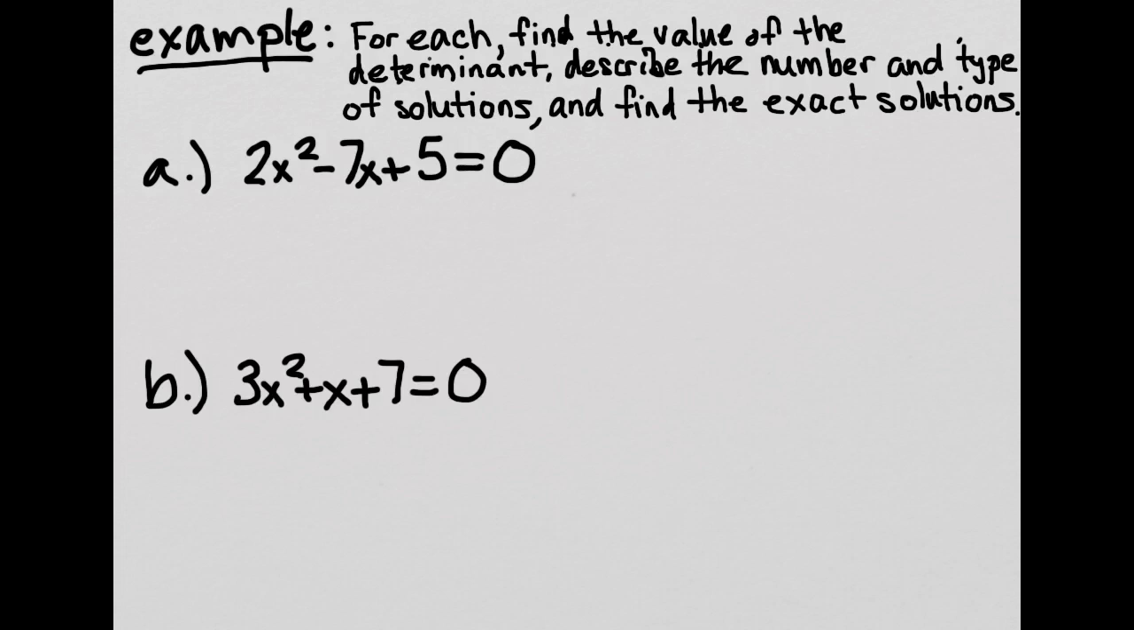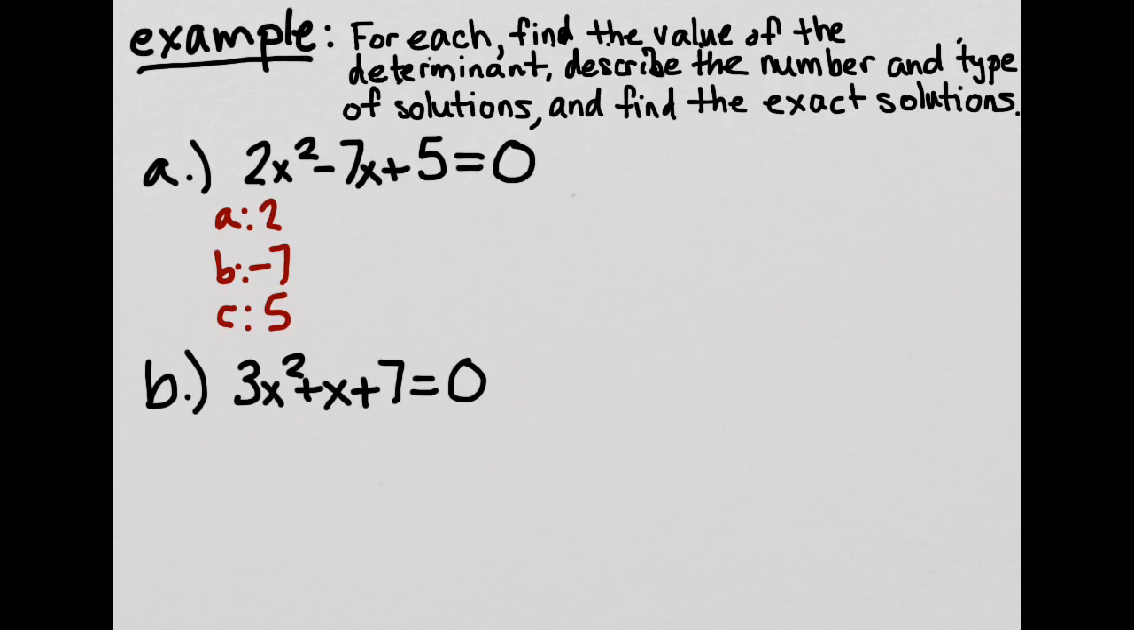So, first thing we're going to do is use the formula inside the square root, b squared minus 4ac. For this first example, our a value is going to be 2, b is going to be negative 7, and c is going to be 5.